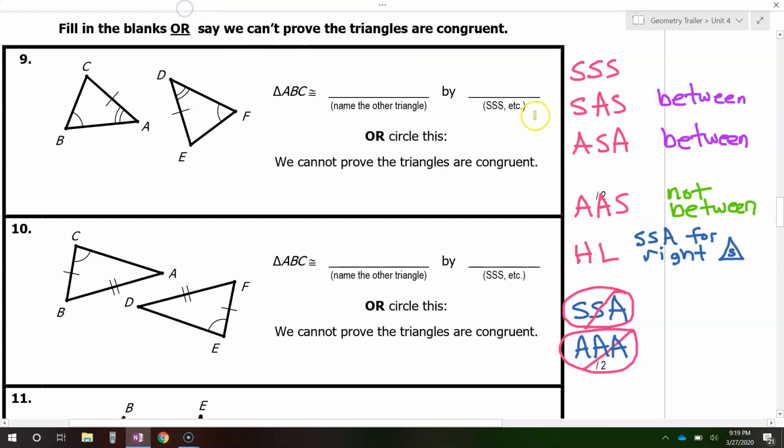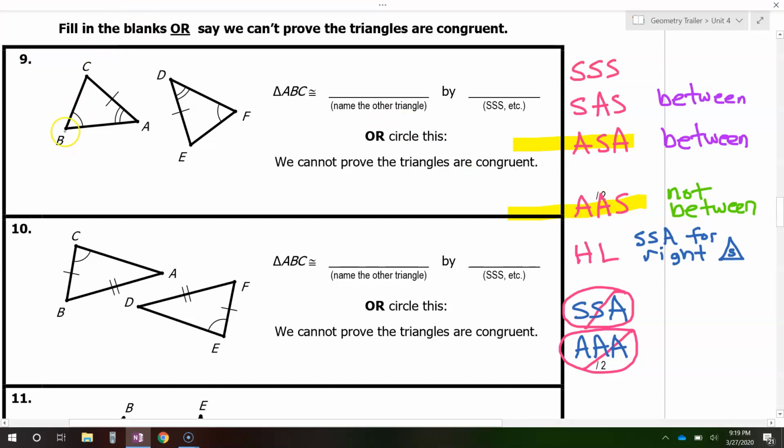Now, if I have 2 angles and a side, it's either going to be this one, you see it has 2 angles and a side, or it could be this one. Now, here's how I tell the difference. If the side is between the 2 angles, then it's angle, side, angle. If the side is not between the 2 angles, then it's angle, angle, side.